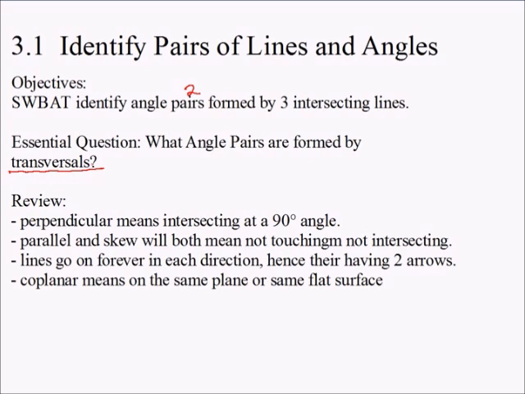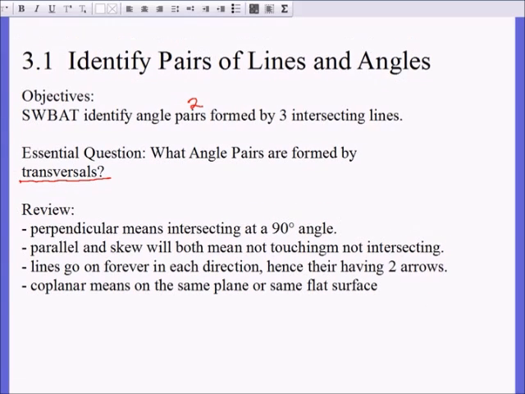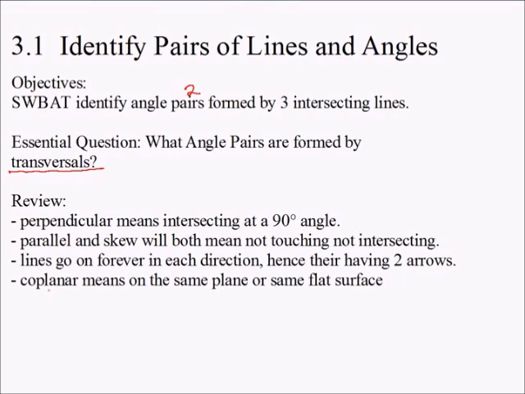Let's review a little bit. When we say perpendicular, that means it intersects at a 90-degree angle. Parallel and skew, they both mean not touching, not intersecting, but there's kind of a difference between the two. Lines go on forever in each direction, hence they have two arrows. So whenever you see a line, it has two arrows. It goes on forever in this direction and in this direction. And then coplanar means on the same plane or the same flat surface.